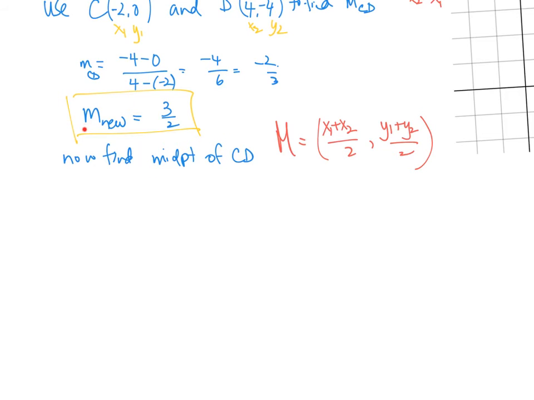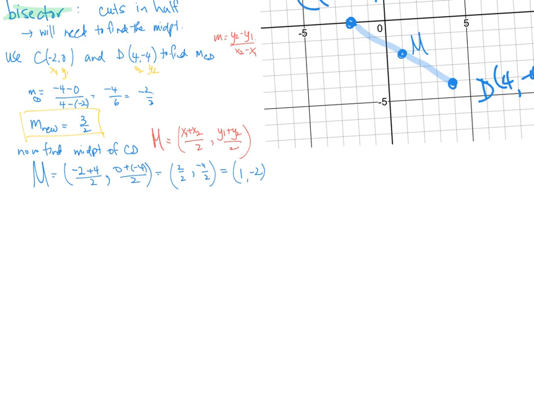We found the slope, and now we're going to find the midpoint of CD, because once we have that, we'll have a point and a slope to find the equation of the new line. So we found the midpoint using this formula, and the midpoint happens to be (1, -2). If I go over in my picture over here, (1, -2) does make sense to be the midpoint.